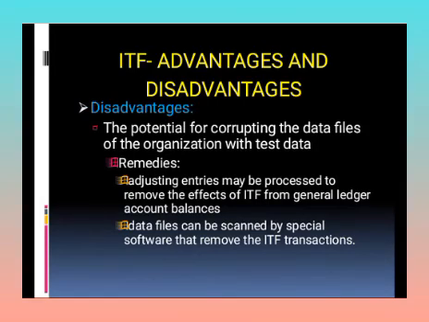The primary disadvantage of ITF is the potential for corrupting the data files of the organization with test data. Steps must be taken to ensure that ITF test transactions do not materially affect financial statements by being improperly aggregated with legitimate transactions. The remedy for this problem is that adjusting entries may be processed to remove the effects of ITF from general ledger account balances, or the data files can be scanned by special software that removes the ITF transactions.